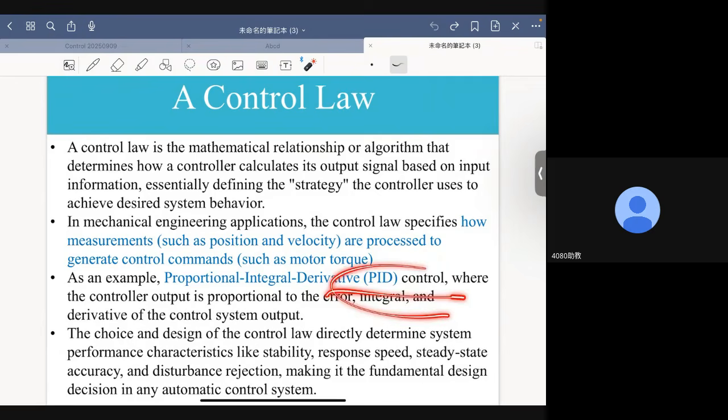And this is a very popular control law, okay? But I wouldn't say it is the solution to any problem. In my personal humble opinion, I think what PID control can do is relatively limited, all right? But nevertheless, it is a very good starting point.